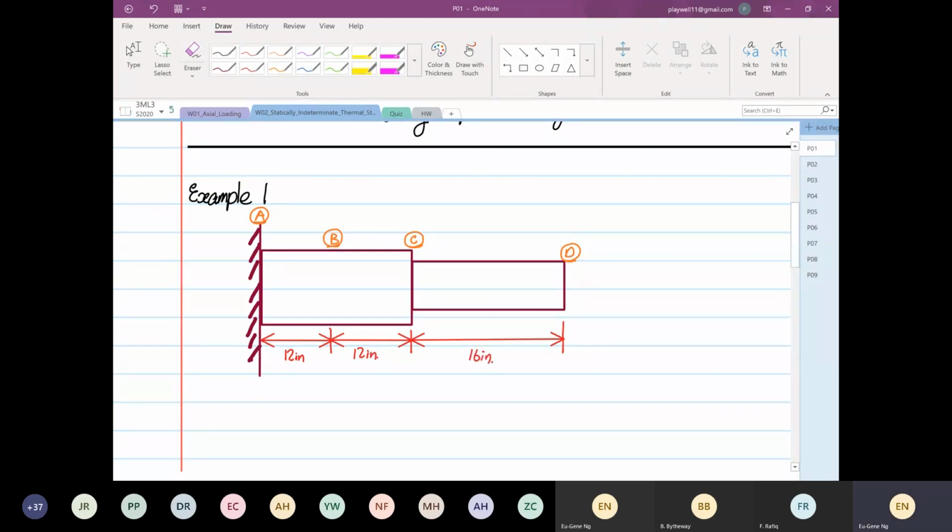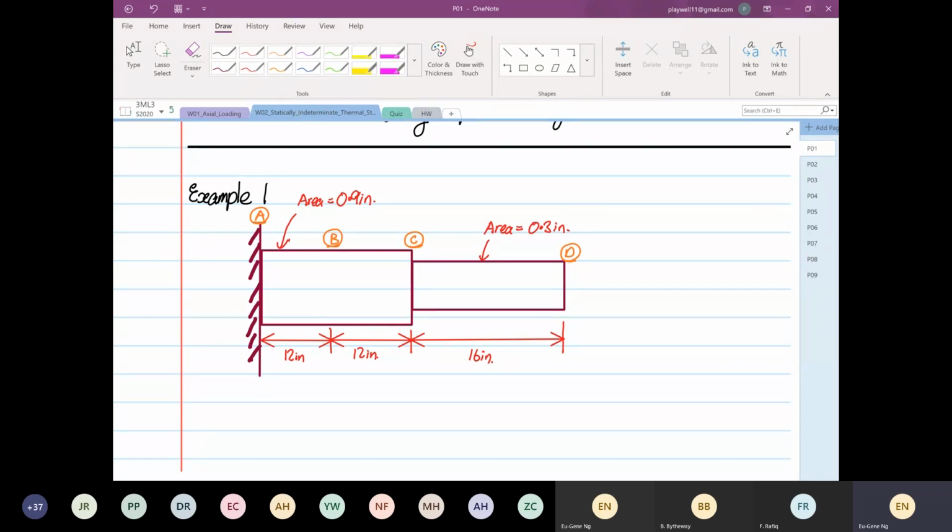And then from A to C, the area is equal to 0.9 inches squared. And over here, the area is equal to 0.3 inches squared. So this is not a statically indeterminate structure yet.